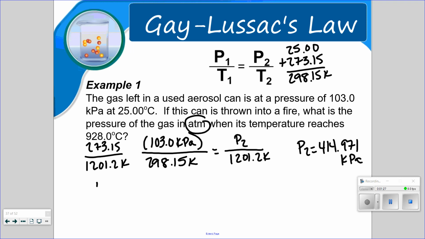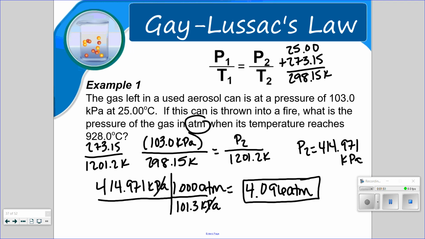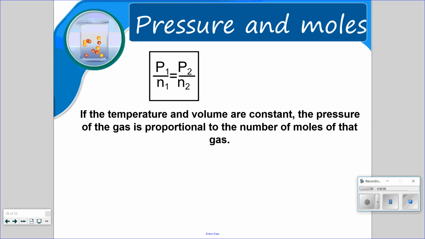So I'm going to convert by setting up a dimensional analysis problem. 101.3 kilopascals for every 1.000 atmosphere. Cross off my units, convert, and I get 4.096 atmospheres, and that's to 4 significant digits.